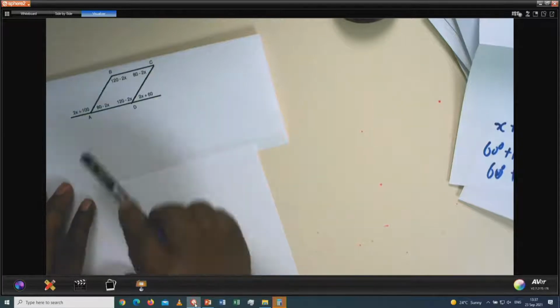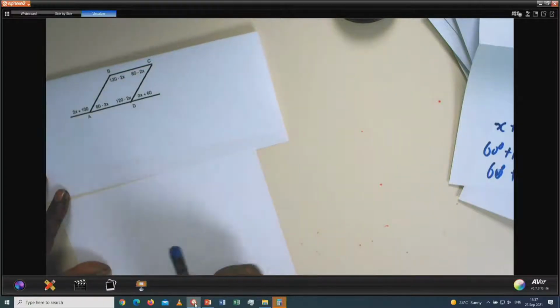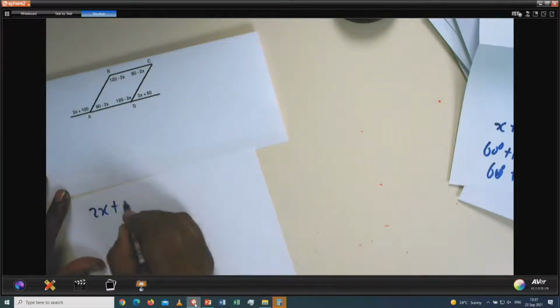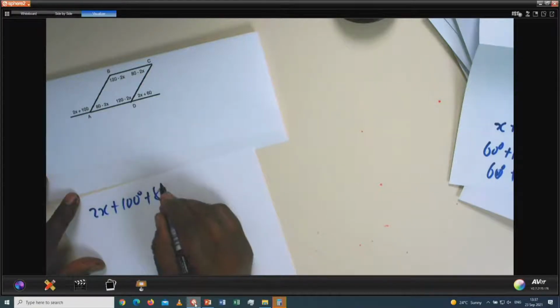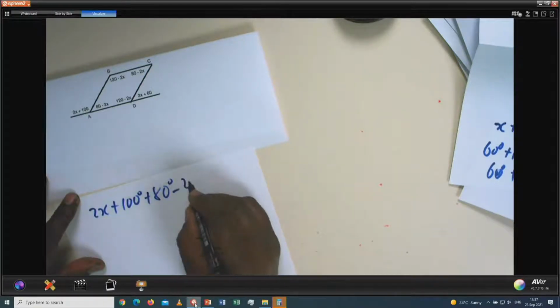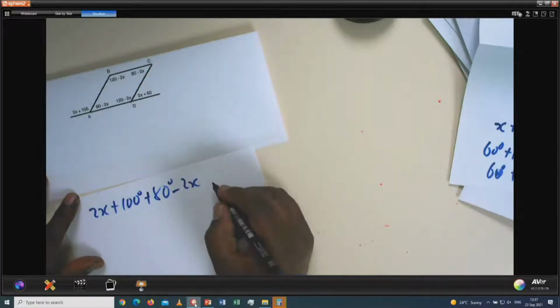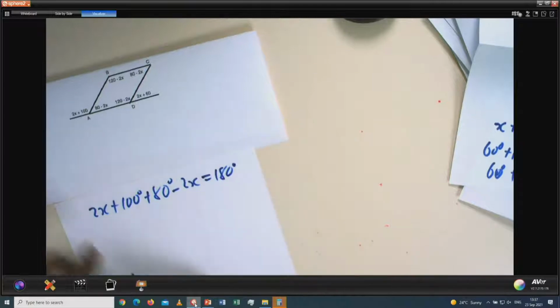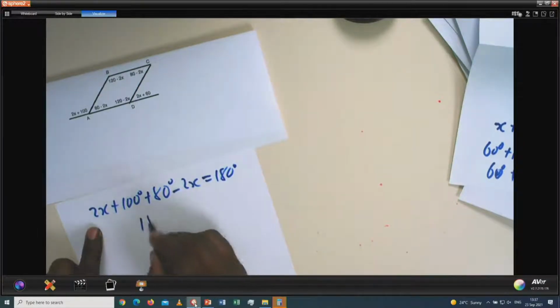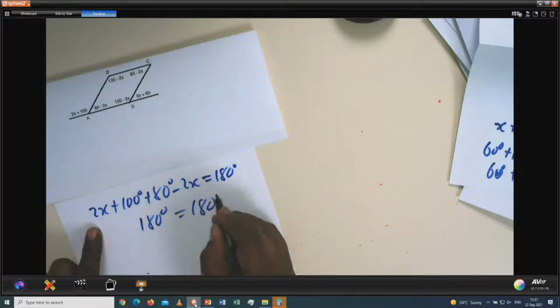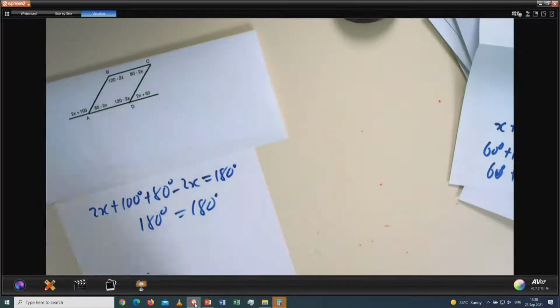We can start with this one. Straight line. What do we have? A straight line. 2x plus 100 plus 80 degrees minus 2x will be equal to 180 degrees, which is 180 degrees equals 180 degrees because 2x minus 2x is 0.